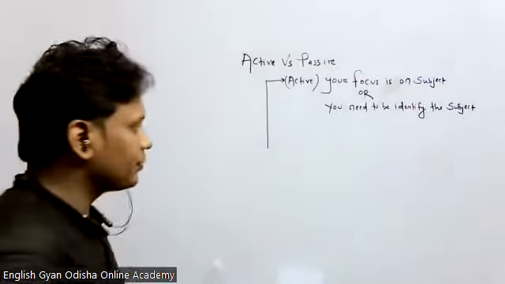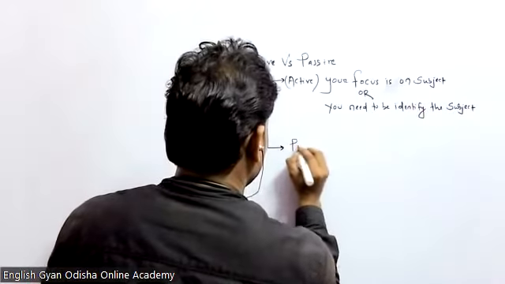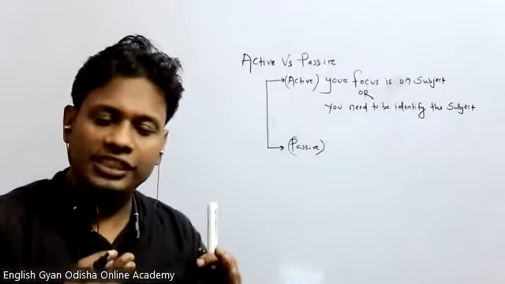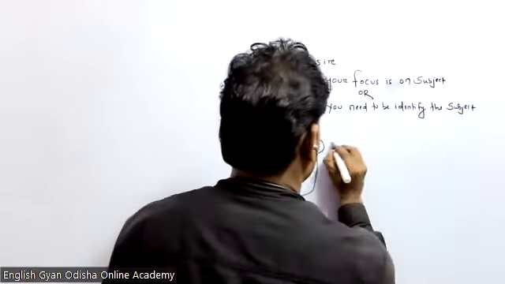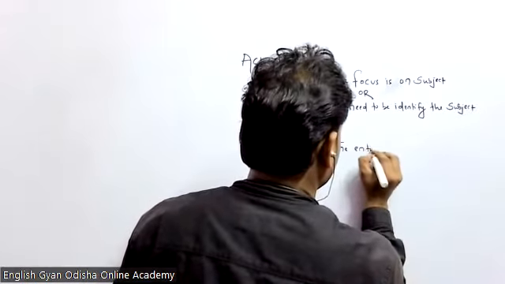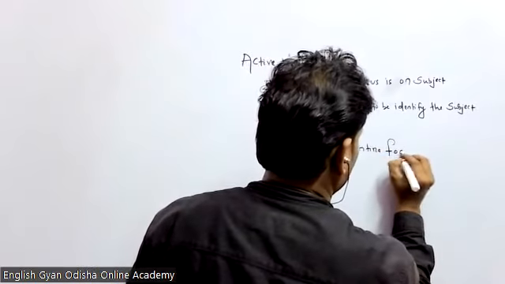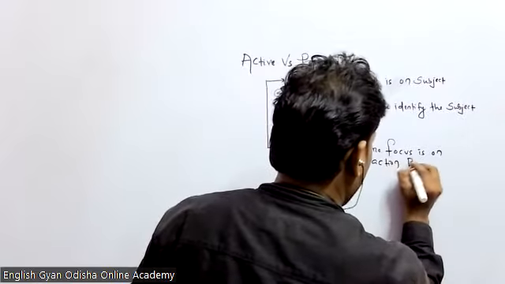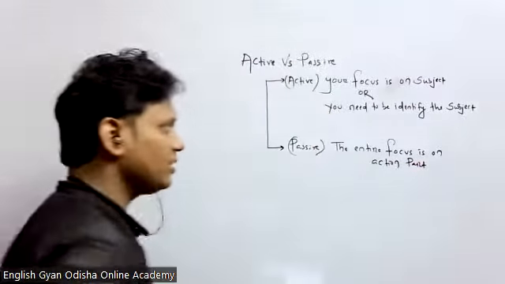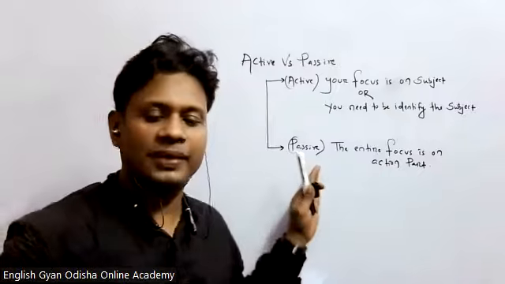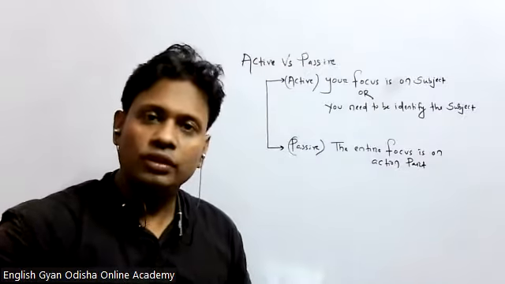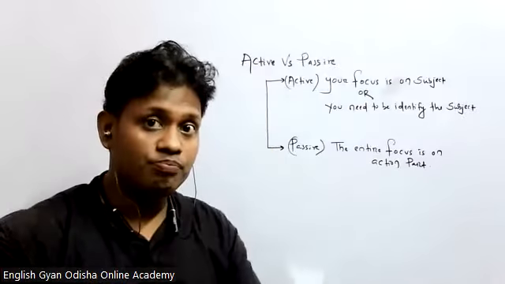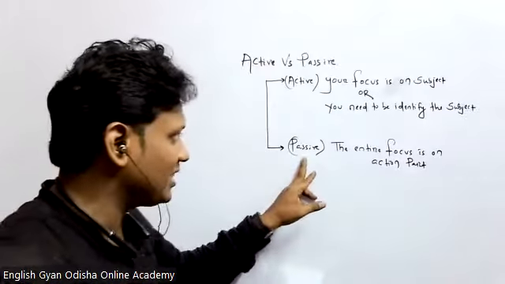And whenever I say passive, what is passive? Passive is where your entire focus is on the action part. That means you want to use it when either you don't know the subject or you don't want to identify it. Let me make it clear. You want to use passive.